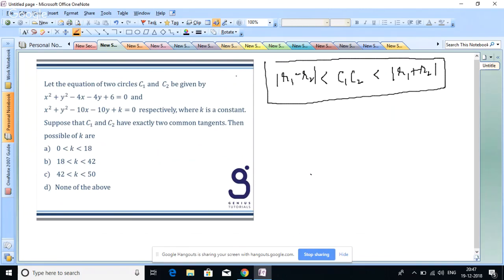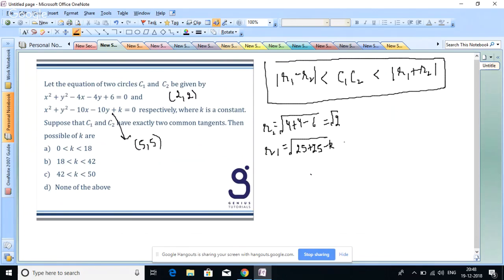Now, what would be the center of first circle? Its center would be 2, 2, and center of second circle, that would be 5, 5. And what would be the radius of first circle? That would be under root of 4 plus 4 minus 6, that means root 2. And radius of second circle, that we can say under root of 25 plus 25 minus k, that means under root of 50 minus k.